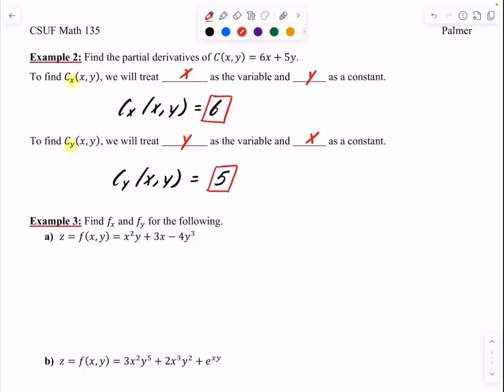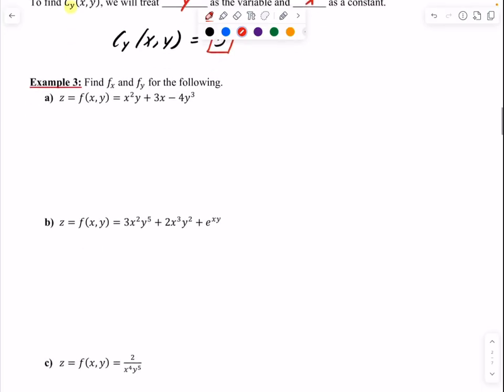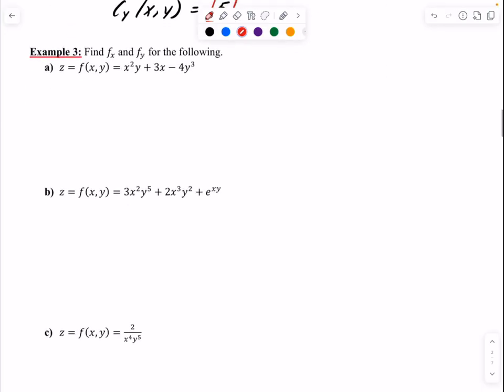So this is just a very basic example getting us used to when we're finding the partial derivative, which variable we treat as a constant and which one we are treating as an actual variable. Now let's get into some more examples. Example 3, we are finding fx and fy for each of these 3 functions.